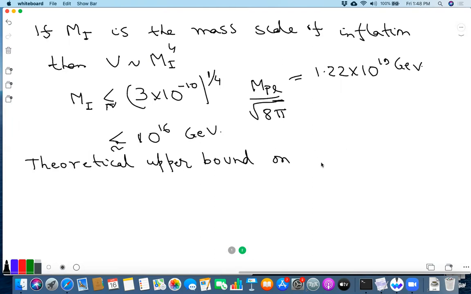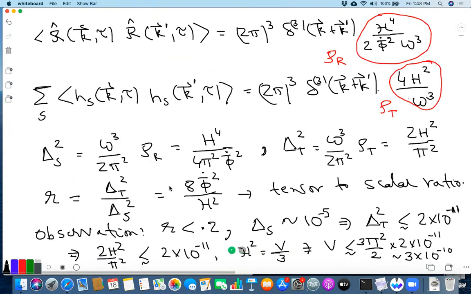On R. Now here, I should really put it in quotes because it's not a strict theoretical bound. There are ways to violate it, but it's based on certain reasonable assumptions about the potential. So for this, let's recall the form of R. R is given here, 8 phi bar dot square over h square.